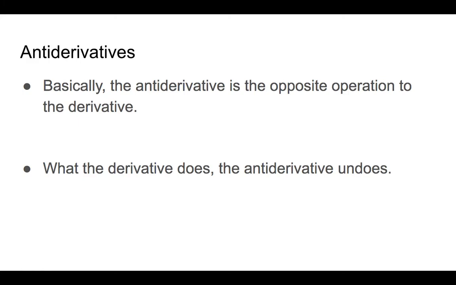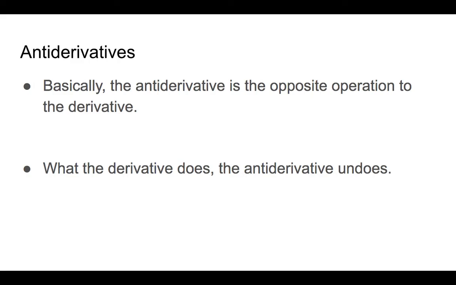So let's begin. Antiderivatives are basically the opposite operation to the derivative. I'm going to be defining a new operation called antiderivative, and what the derivative does, the antiderivative undoes. That's basically it. It's like addition and subtraction, or multiplication and division. You have one operation and you have the inverse operation, the opposite operation.